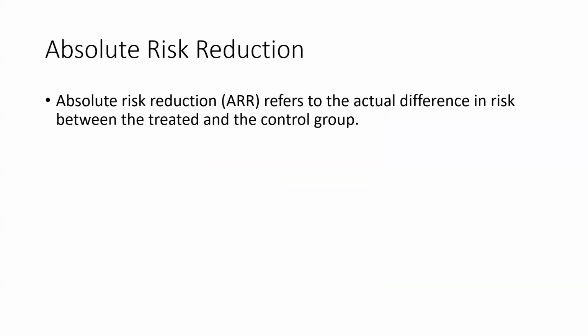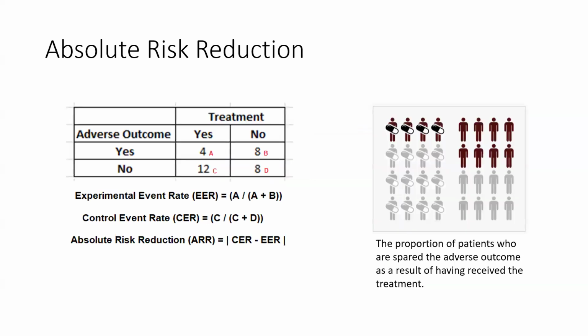A similar concept is absolute risk reduction, or ARR. And this refers to the actual difference in risk between the treated and control group. So this is a similar scenario as it pertains to these individuals who perhaps have some propensity, due to demographics, for a heart condition. And one group receives a preventative treatment, the other does not. And as you can see, some individuals, regardless of having received the treatment, developed that adverse outcome, and others did not.